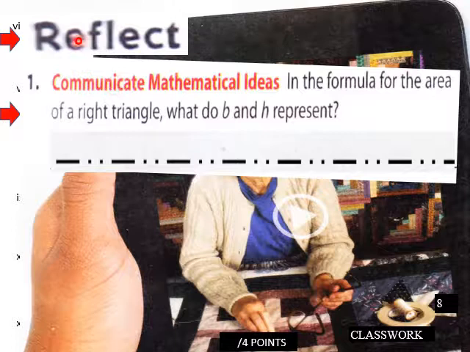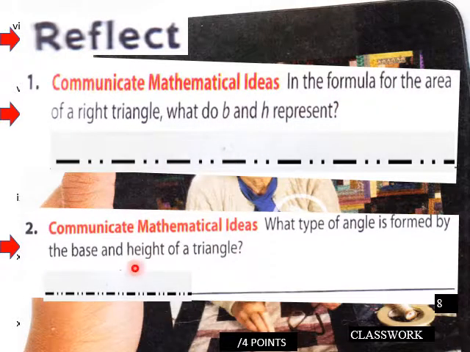Okay, let's reflect a little bit on what we've just covered. To communicate mathematical ideas here, in the formula for the area of a right triangle, what do B and H represent? And then, what type of angle is formed by the base and the height of a triangle? Students, respond to this, and then we'll reveal the solutions to that.